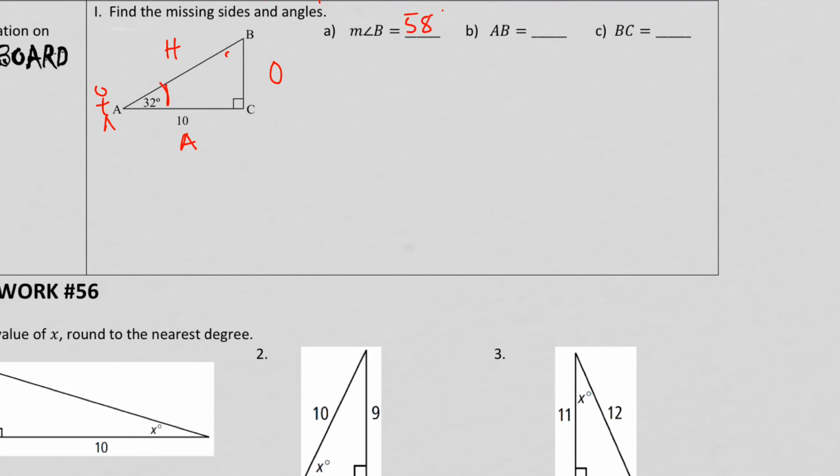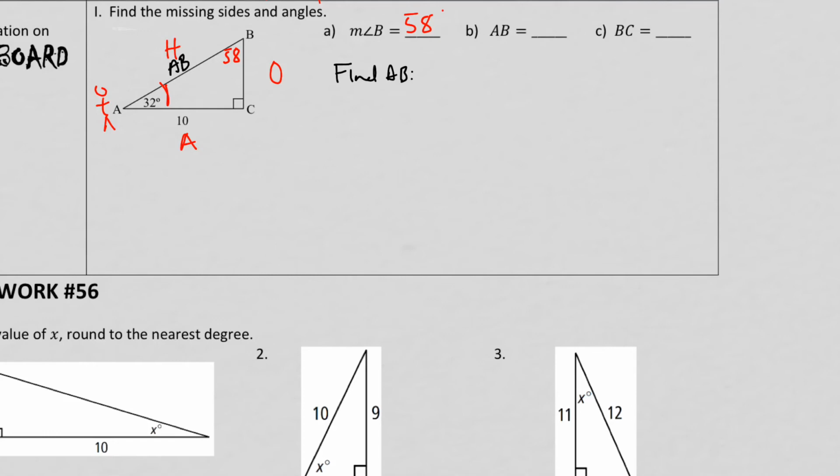Because, again, think about in any triangle, all three angles have to add to 180. So in a right triangle, if this right angle is already 90, these two acute angles must add to 90. So 32 plus 58 gives me my 90 degrees. So I can do that one almost in my head. Part B, I want to find AB. I'll leave it as AB, so I'm going to just call this AB here.